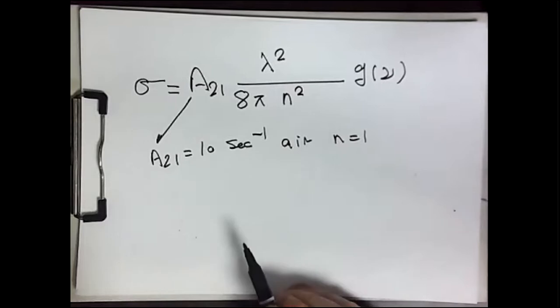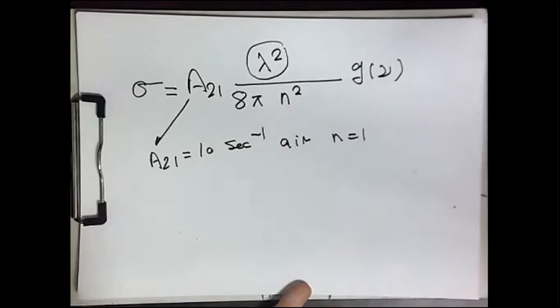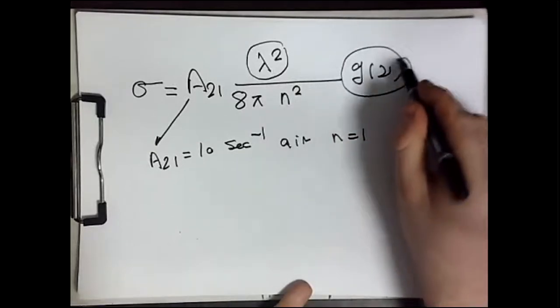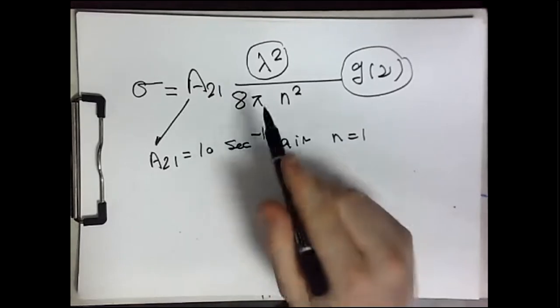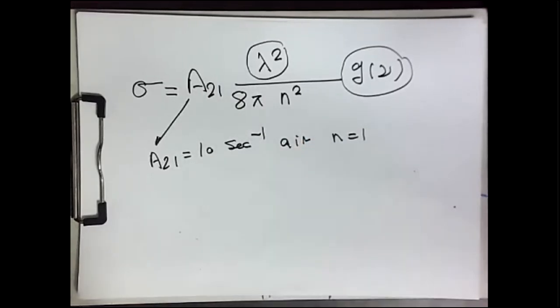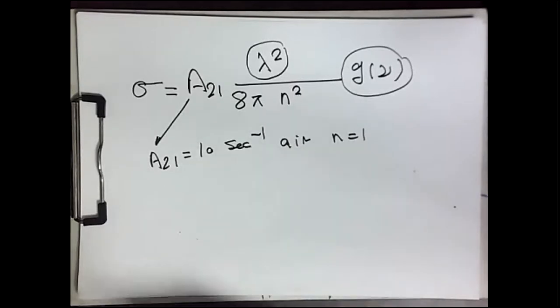So now we still have two unknowns: the lambda, which is the wavelength, and the g of mu, which is the line shape function. So what is lambda? Lambda is a wavelength. Wavelength of what? Wavelength of the emitted photon. How shall I calculate the wavelength of the emitted photon? Do I have any given that can be used to determine the wavelength for an emitted photon?